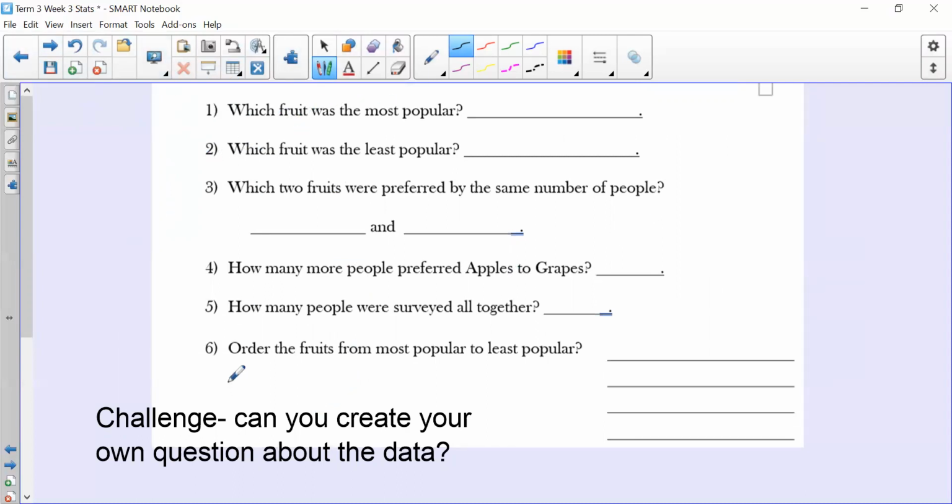Questions 1 to 6, and then if you complete those, you've got a challenge of creating your own question about the data, okay? So good luck.